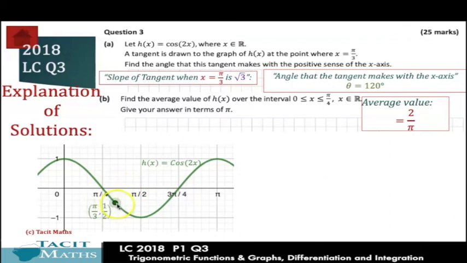So if we want the angle of the tangent at this point, then it's 120 degrees. They're on about this angle here, look. So that angle there is 120 degrees. It's interesting just to visualize what it looks like.